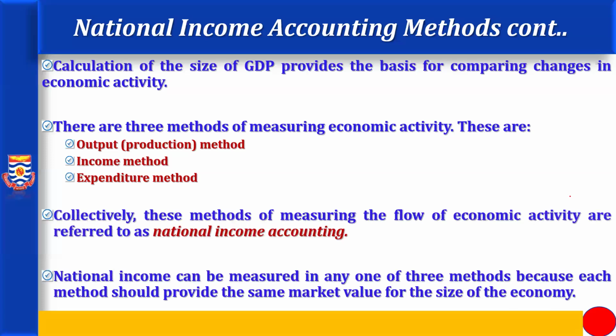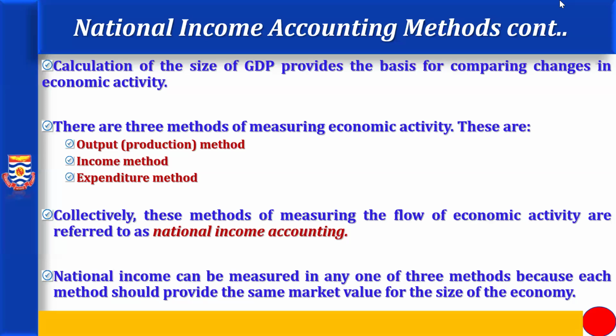Now, if you want to calculate GDP, or if you want to account for GDP, there are 3 methods that we can use. And all the 3 methods should ideally give you the same answer. All right. So that's why we call them national income accounting methods. National income accounting does not mean that we are doing financial accounting, but it means that they are methods that we use to account for GDP.